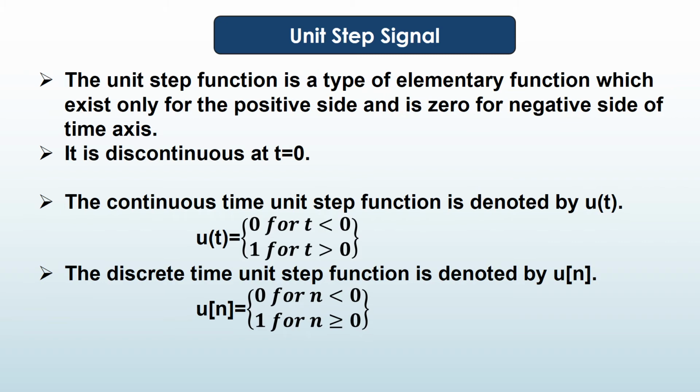So the continuous time unit step function is denoted by u of t, and it is defined as u of t is equal to 0 for t less than 0 and 1 for t greater than 0. Similarly, the discrete time unit step function is denoted by u of n, and it is defined as u of n is equal to 0 for n less than 0 and 1 for n greater than or equal to 0. Okay, so that's about the unit step function or unit step signal.